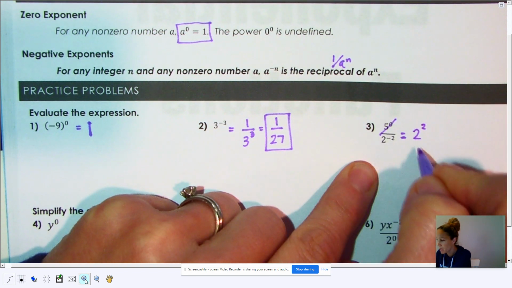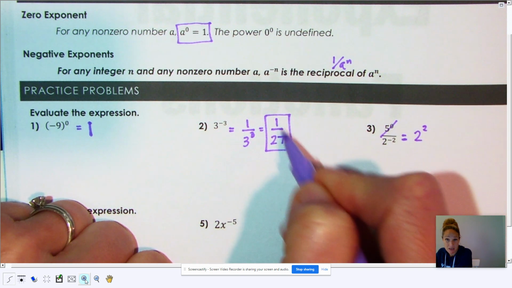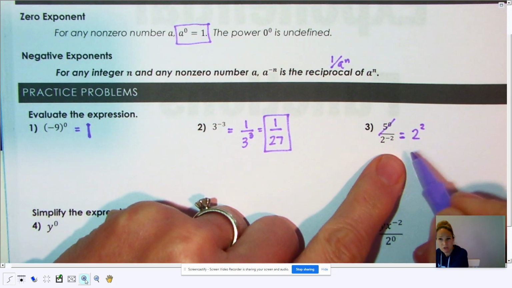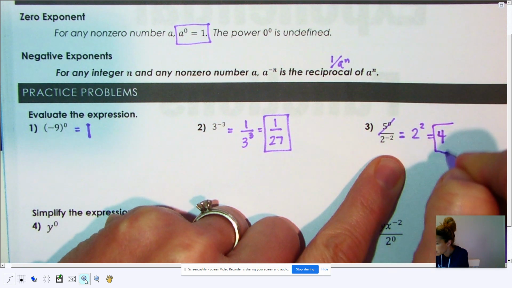Because we have nothing left in the bottom, we don't need to put anything else there. If you ever have nothing left in the top, you still need the 1 to save your spot. But in the bottom, we don't need to write divide by 1. But we do need to actually multiply this out, and so we get 4 for our answer.